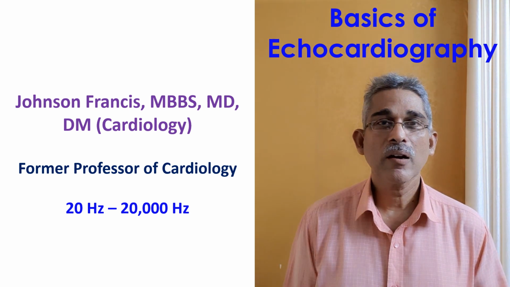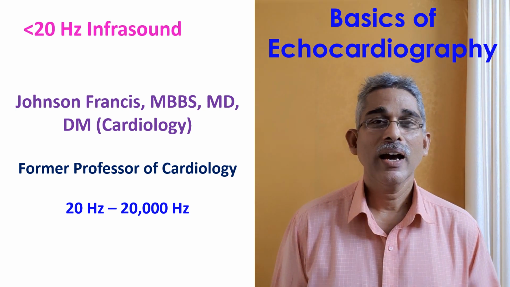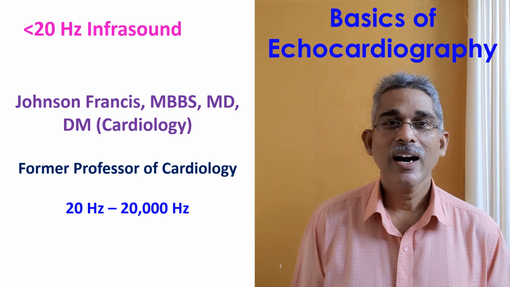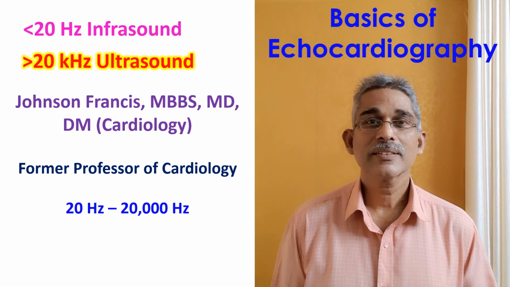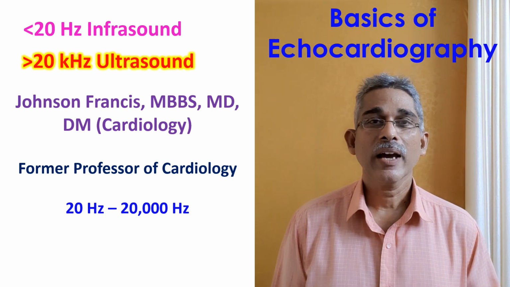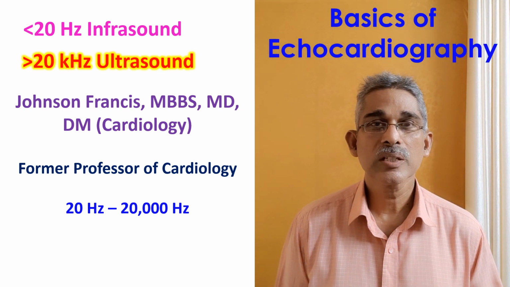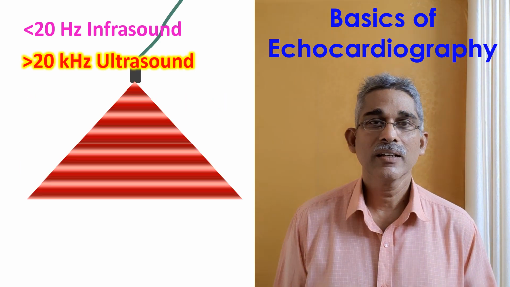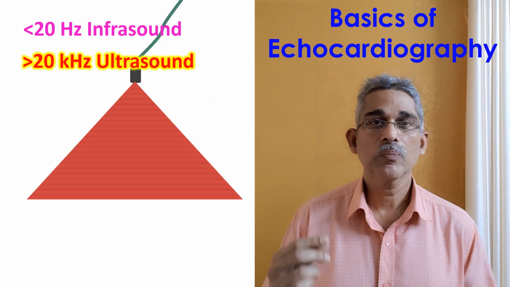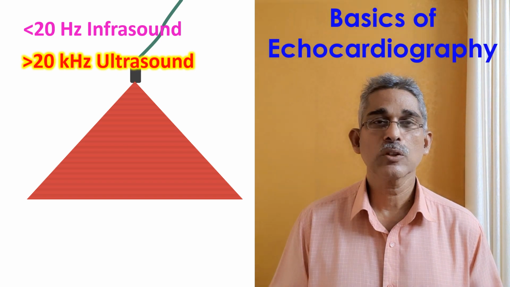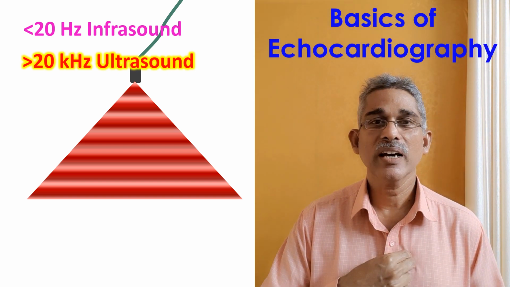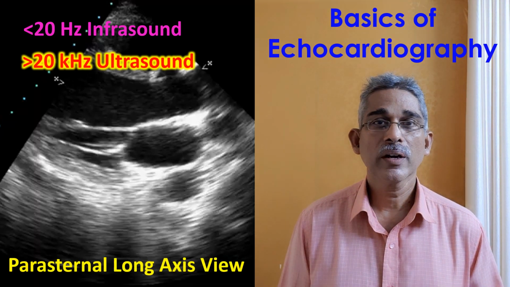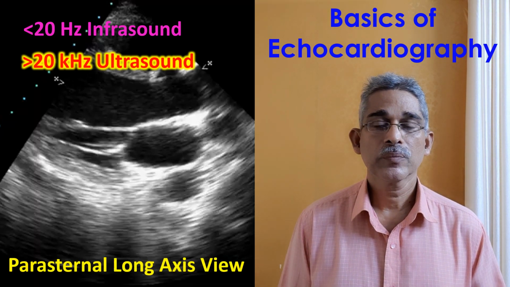Something below that will be called infrasound, and something above, that is above 20 kilohertz, will be called ultrasound. These inaudible sound waves can be used like beams, as if you are imaging a room using a torchlight. The ultrasound probe, that is the echo probe or the regular ultrasound probe, when kept on the chest, will send a beam of ultrasound into the body.